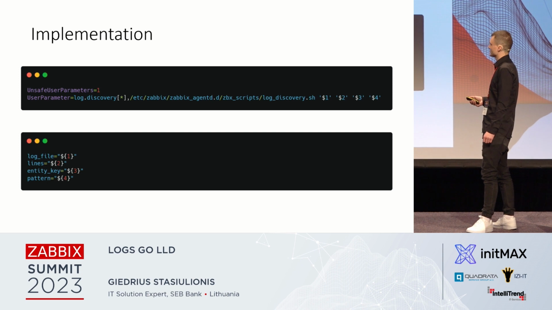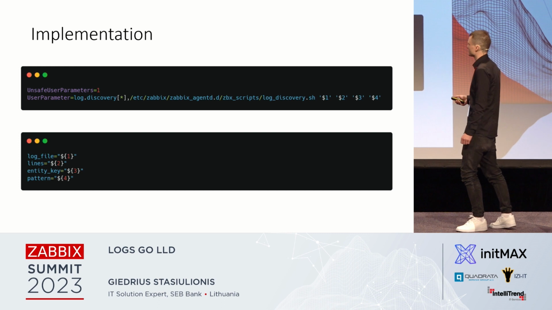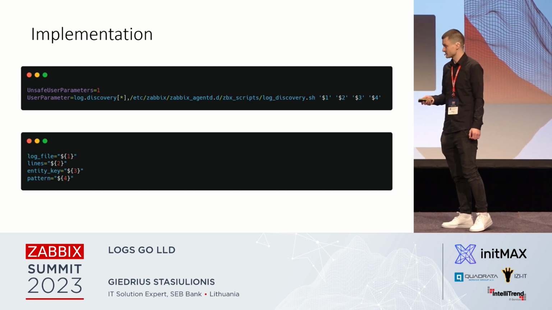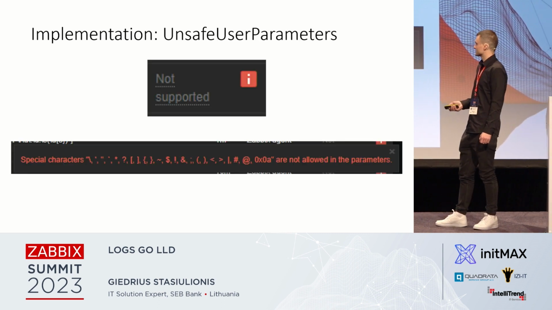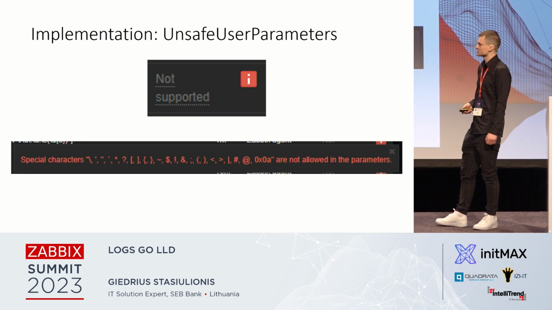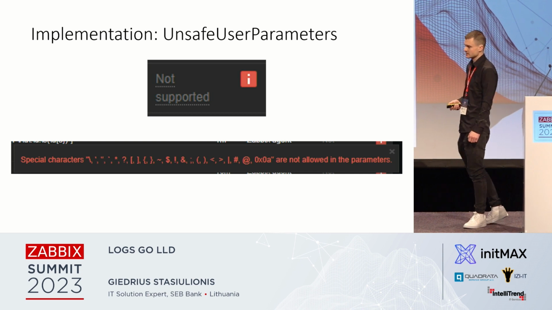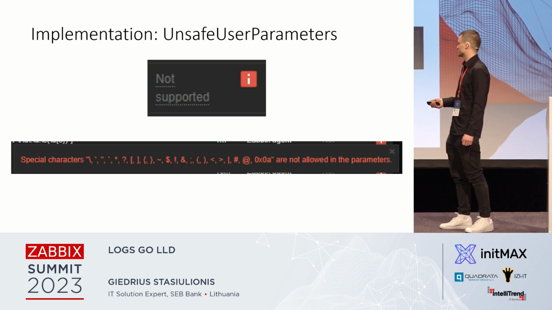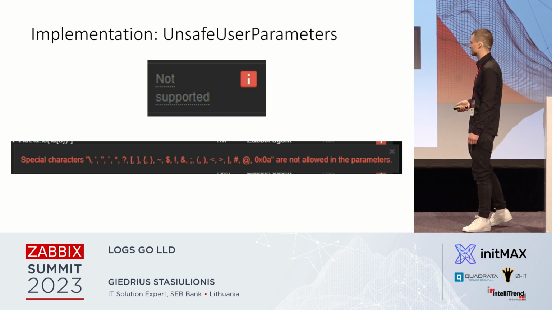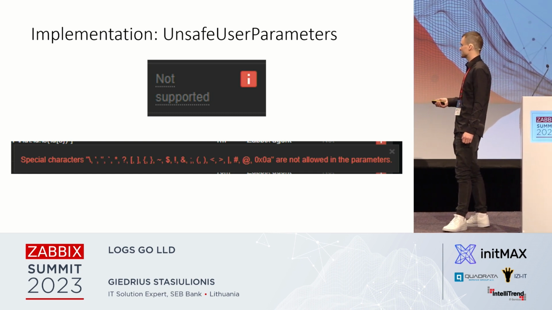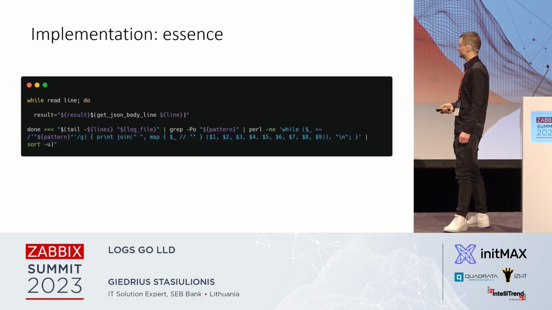One thing to mention here, which stands out a bit, is using unsafe user parameters. They must be enabled. That is because if you don't enable them, you will most likely face a situation like this, since regular expressions tend to have characters which are listed as unsafe by the Zabbix agent. For example, character classes, square brackets, asterisks, and so on. So you should enable this parameter.